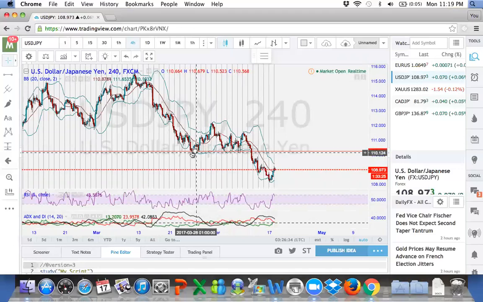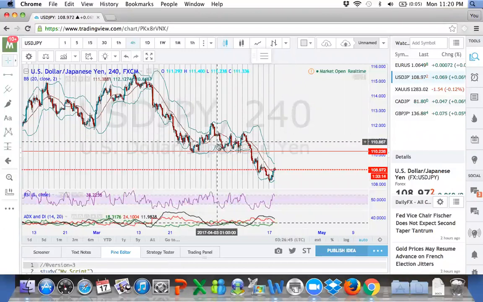So first off, real quick, as you guys can see, this is support, right? Think about a bouncy ball or a basketball. You throw a ball at the floor, it's going to bounce off. You throw a ball at the ceiling, it's going to bounce off, right? So as you guys can see previously, market has come down here and touched this multiple times, right?